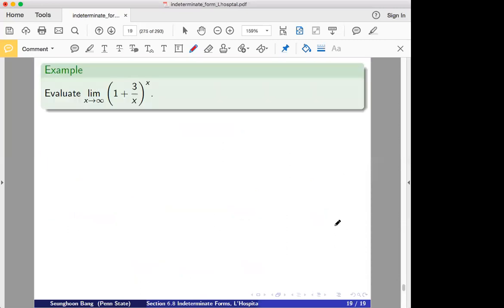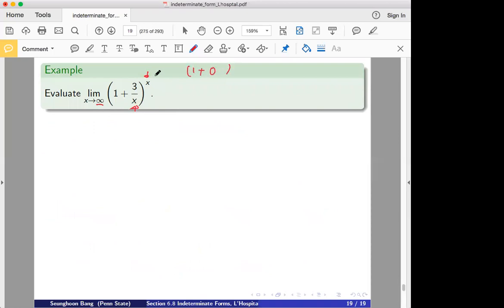I can give the last example. The limit as x approaches infinity of (1 plus 3 over x) to the power x. You can plug infinity into the bottom one. And x, what's that? This is the same as 1 plus 3 over infinity, which is 0.